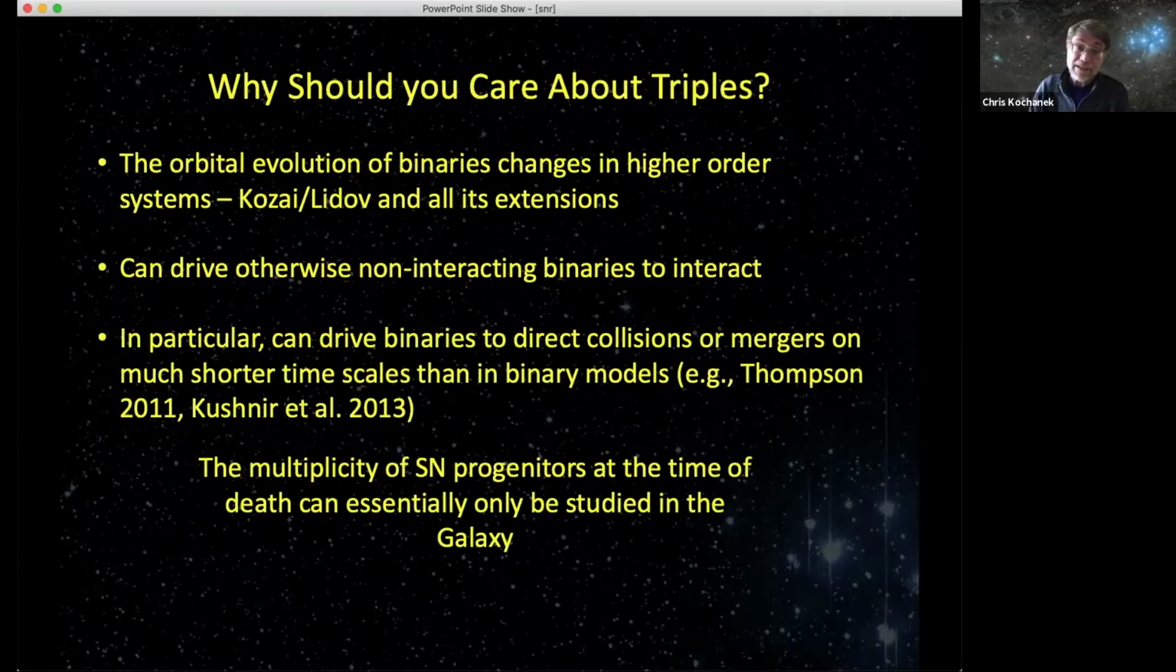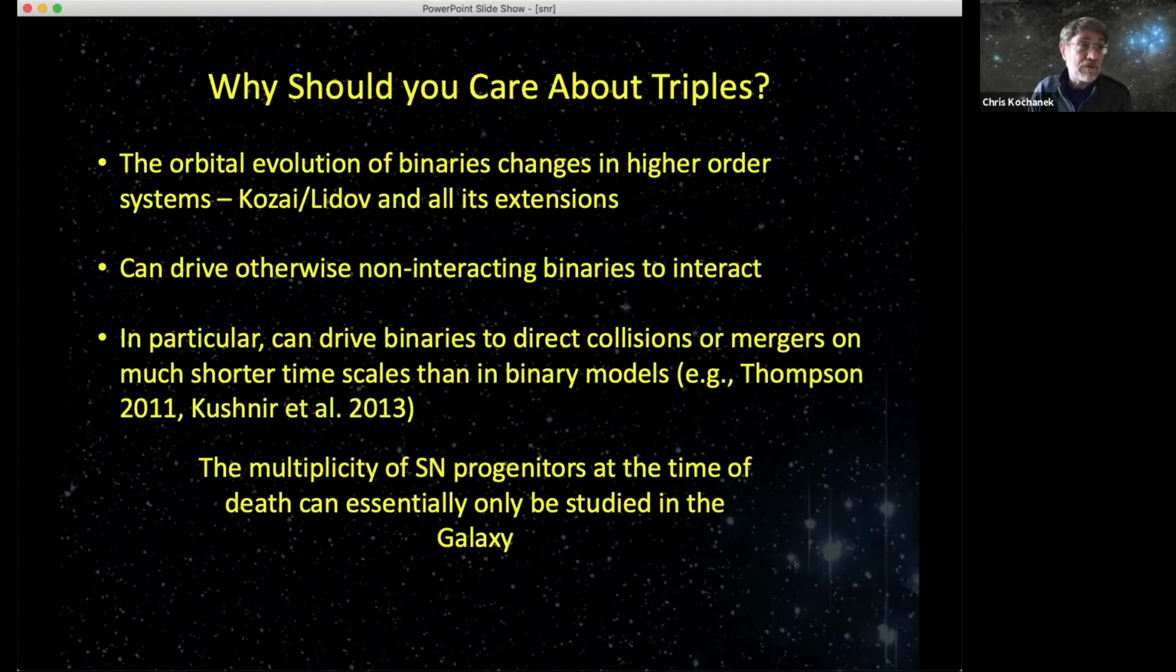Triples are interesting because they can dramatically change the evolution of binaries through Kozai-Lidov and its various extensions. It can basically drive otherwise non-interacting binaries to interact. It can drive coalescences and mergers on much, much shorter timescales than you would guess from a binary model, and to the extreme, which was in part pioneered by Doron Kushner and Subo Dong when they were at the Institute, driving them to very high eccentricity, and you can get essentially a direct collision driven by the presence of a third body. But the multiplicity of supernova progenitors, when they're dying, can really only be studied in the galaxy.